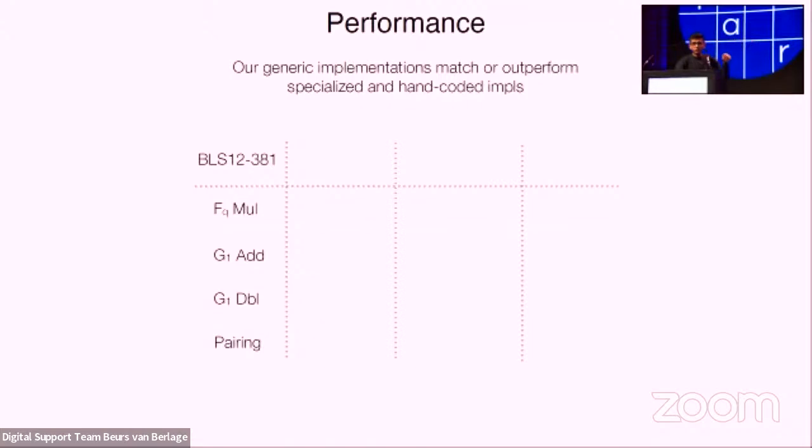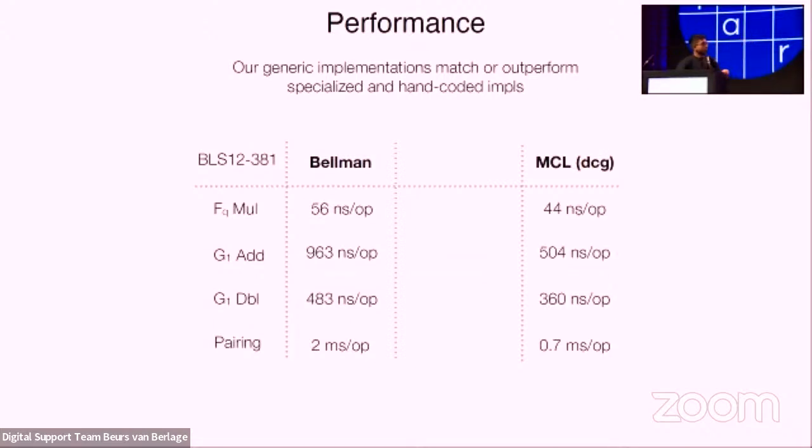But focusing on the BLS12-381 curve, what we find is that compared to Bellman, or specifically the BLS12-381 crate in Bellman, which implements just the BLS12-381 curve, and compared to MCL, I guess these are two extremes. One is pure, safe Rust, and the other one is MCL, which is a state-of-the-art pairing library, which does very fancy, scary tricks, things like dynamic code generation, to achieve fantastic performance. We end up somewhere in the middle. We achieve performance better than Bellman on basically every metric, and sometimes we even beat MCL, right?